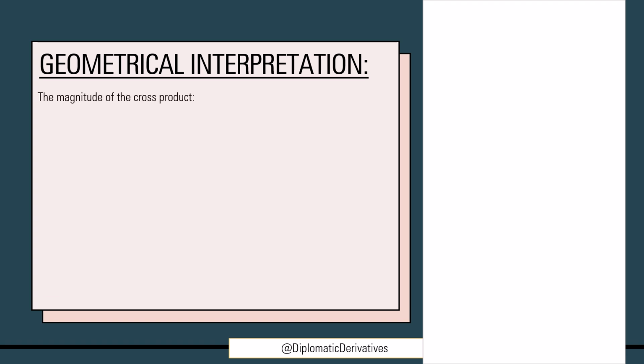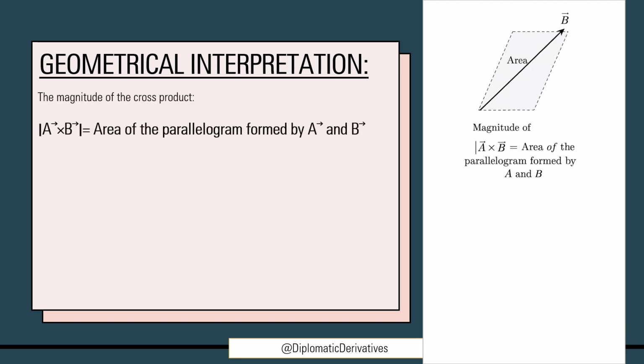Now the geometrical interpretation. When we talk about a cross product and we take the magnitude, as we saw in the previous slide, it is basically equal to the area of a parallelogram formed by A and B. So if you have a parallelogram and its area is what you need to find, it's exactly equal to the magnitude of the cross product of two vectors. This is what is meant.